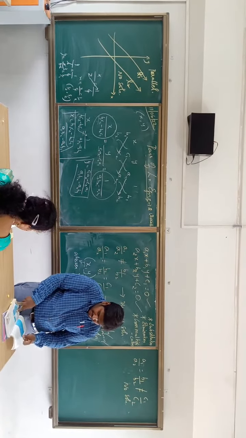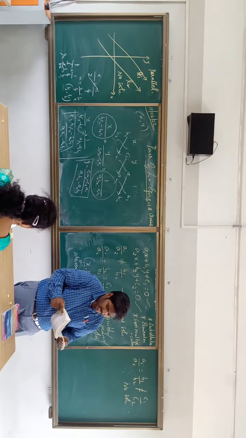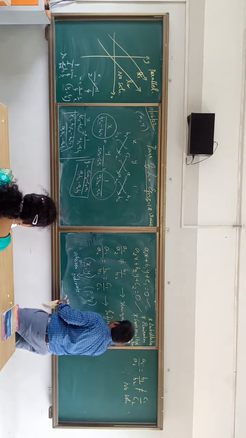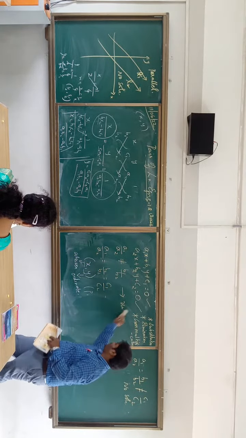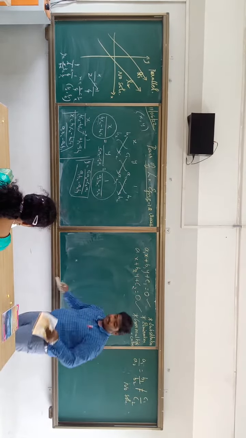Let me give certain examples for a pair of linear equations to be represented graphically and also algebraically. That is, a unique solution, infinitely many solutions, or no solution.